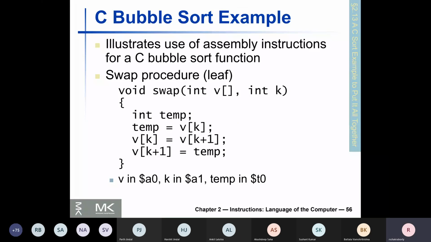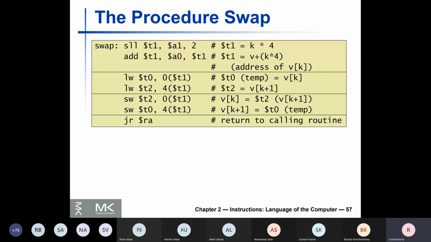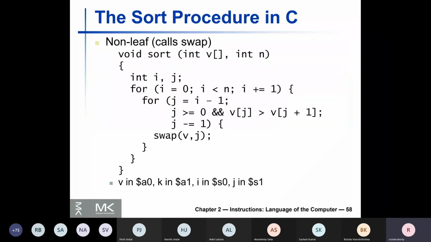Then there is a bubble sort example using a swap procedure, and the swap procedure is a leaf procedure. I won't go into the details of this because you can understand this. It's not difficult. It basically just performs a procedure. At the end, there is a JR instruction. And the sort procedure is a non-leaf procedure because it calls the swap function. It might look bombastic, but it's not very difficult because it is nicely commented code.